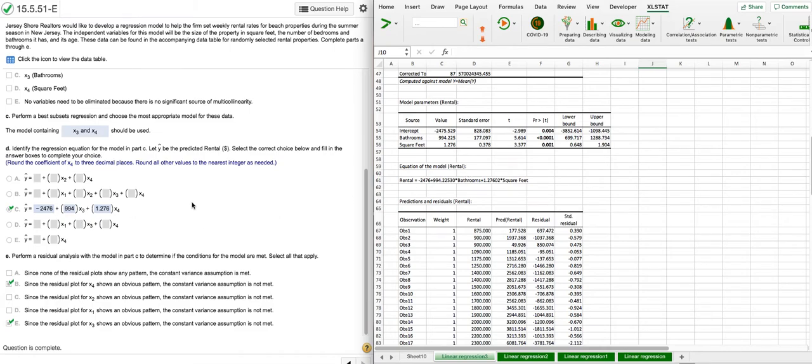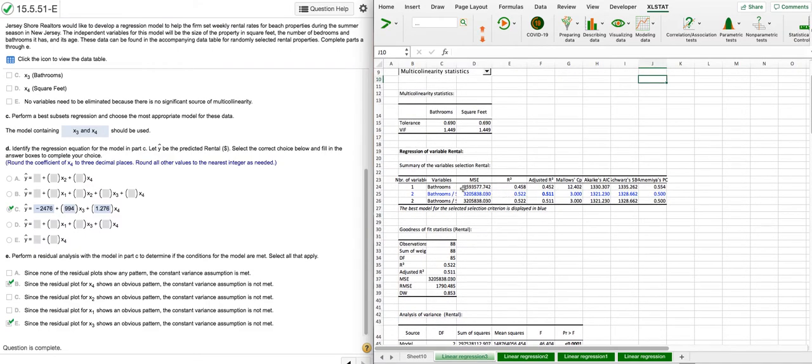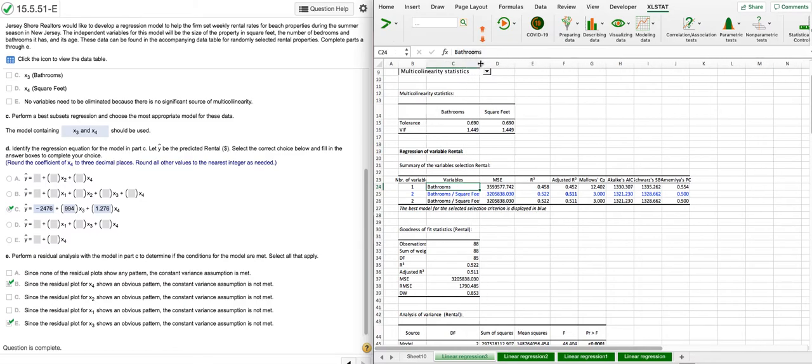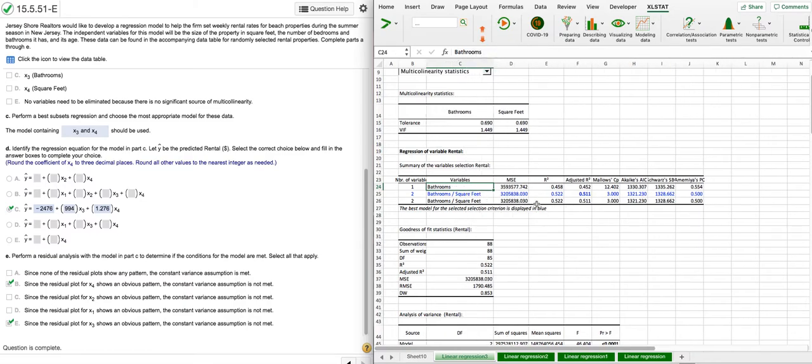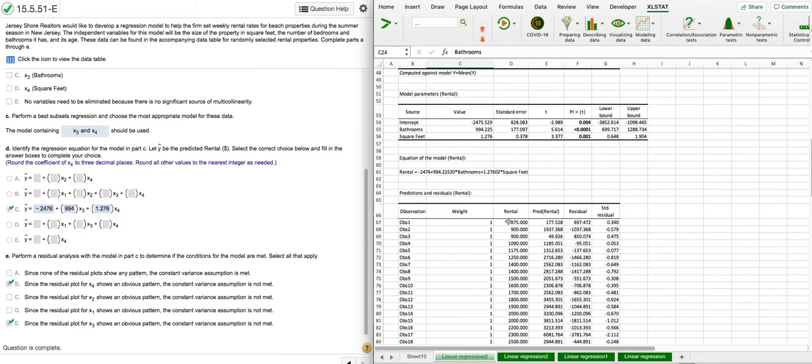It's still going to run, but instead of just running those two independent variables, you see the options here is looking at bathrooms by itself and bathrooms and square feet together. So once again, I didn't need to run it as a best subsets. I could just run it as a straight regression. It only avoided a couple of clicks.